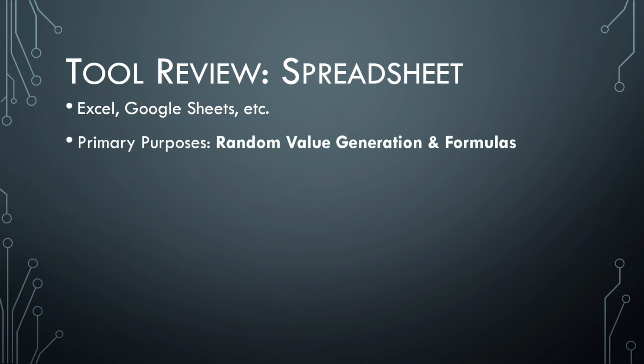The main reason for a spreadsheet is to be able to do random number generation. It's probably 90% of what it's needed for, and also to do other formulas to be able to look information up or put information together. I use it a lot of times when I'm balancing my deck to get to those values.